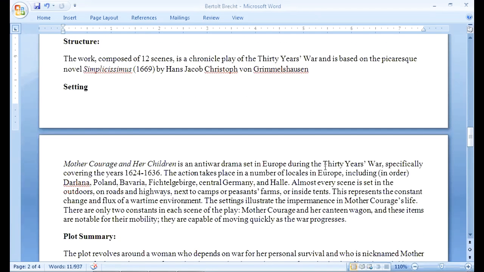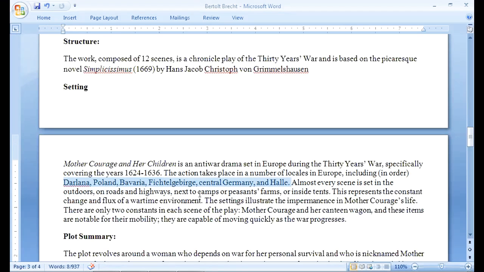You can read here, the setting of the play. The story described the Thirty Years' War. He makes it a fictionalized setting somewhere. You should read here. The setting of the play: Dalarna, Poland, Bavaria, Fichtelgebirge, Central Germany. These are the places.